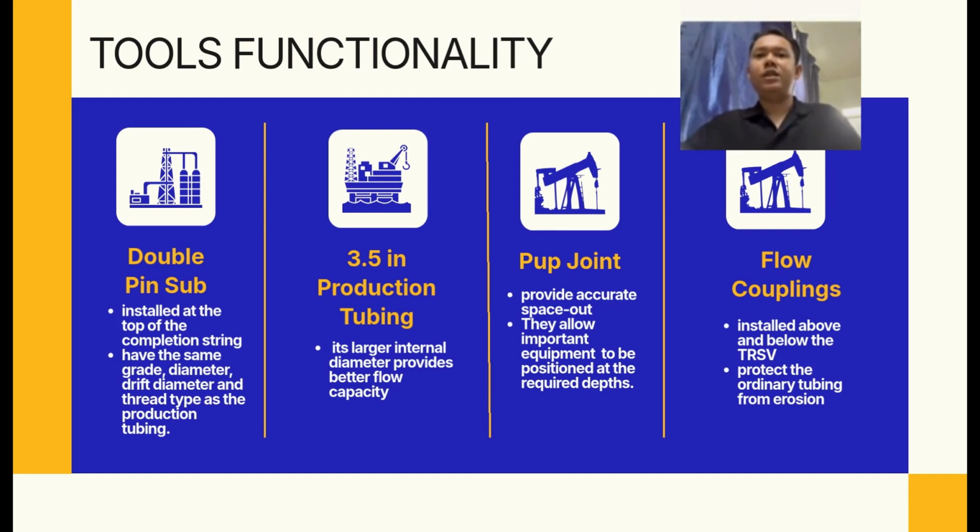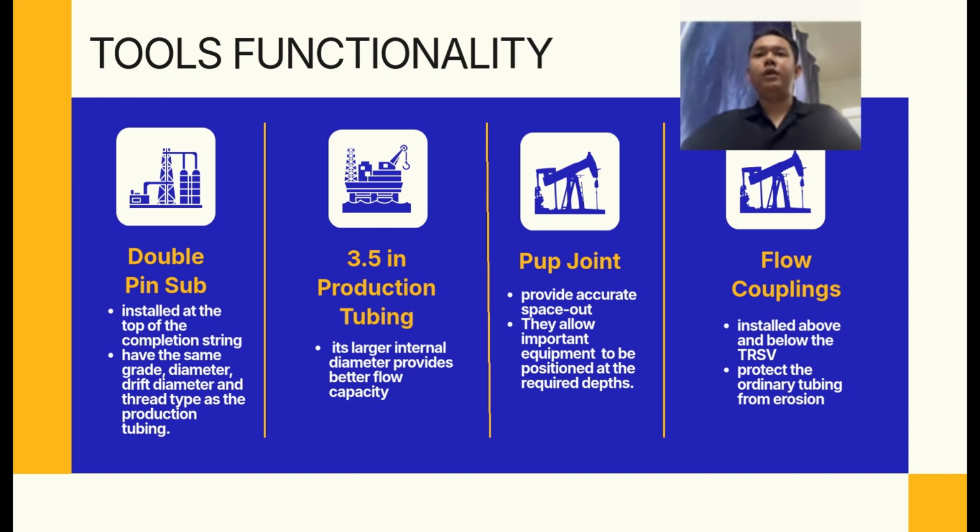This size is provisionally preferred because its larger internal diameter provides better flow capacity and easier through tubing access compared with smaller tubing. The premium gas tight connections are also recommended because the produced fluid contains hydrogen sulfide and also carbon dioxide. Pup joints are included to provide accurate space out.